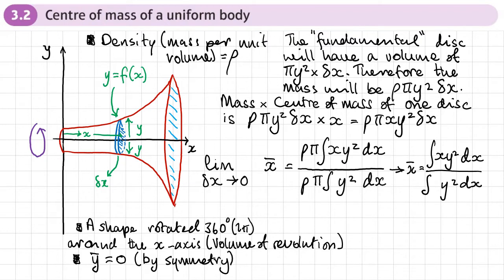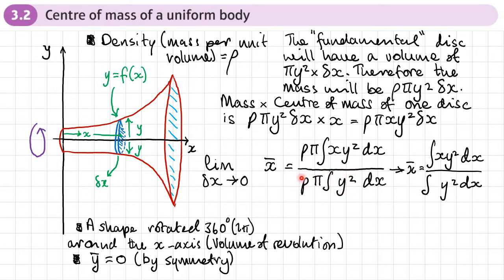Now we actually want not just one disc, but lots and lots of discs, and we want to make the width of the disc delta x tend to 0. So if we take the limit as delta x tends to 0, then our sum of all of these discs becomes an integration, and it's going to be our little expression that we had up here: our mass times the center of mass of all of these discs, divided by the mass of all of these discs.